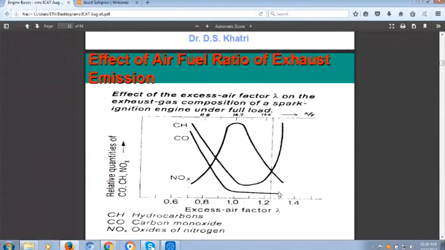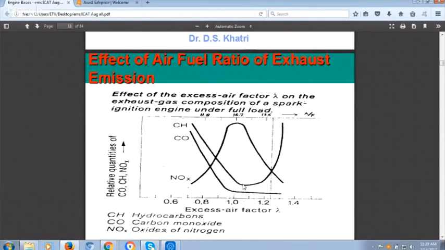So if I am getting the better fuel economy, I have to make the mixture lean. Means CO will also decrease. Now come to the hydrocarbons. Hydrocarbon is also increasing when the mixture is rich. It will come down and it is minimum around stoichiometric.